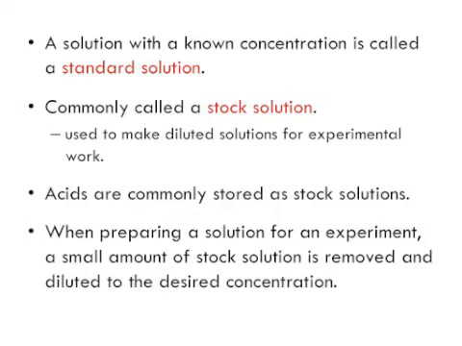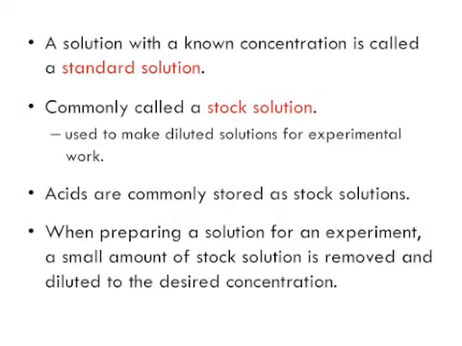When you buy certain chemicals, they will come highly concentrated, and then it'd be up to you to dilute it. Acids are commonly stored as stock solutions. When preparing a solution for an experiment, a small amount of stock solution is removed and diluted to the desired concentration. So if you have a really strong acid, but you don't want it so potent, you're going to want to figure out a way to dilute it to a more reasonable concentration that you need for your experiment.